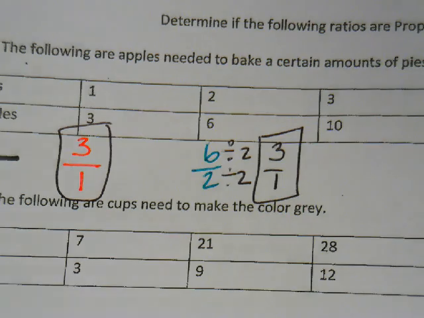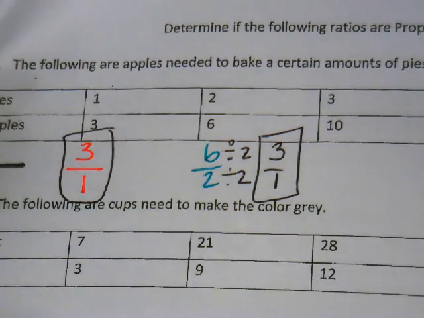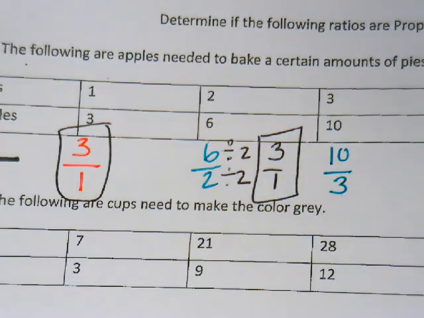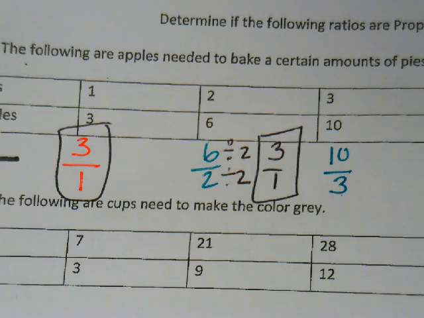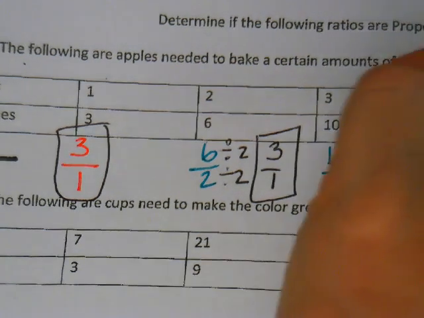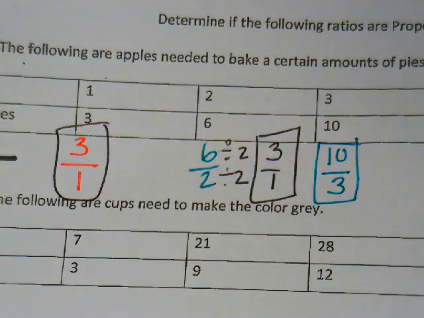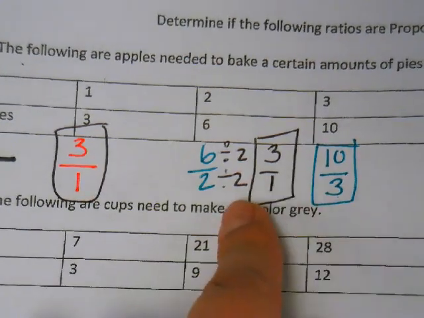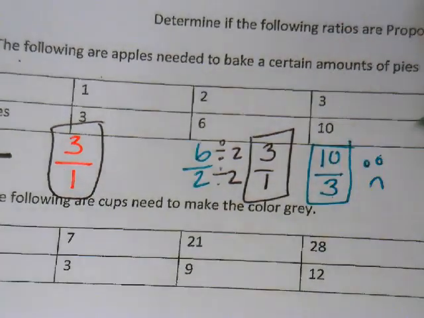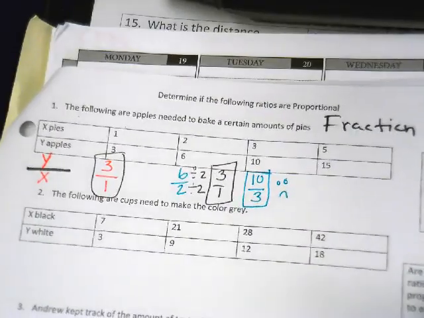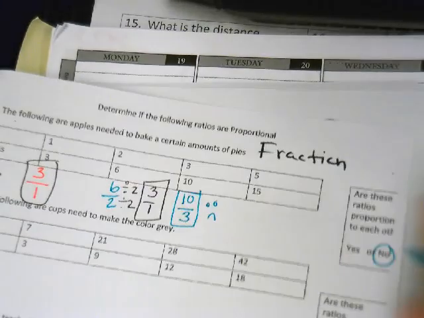All right, what's my third fraction? 10 over 3. Now, what can I divide 10 and 3 by? Is there anything I can divide 10 and 3 by? No. You can't divide 3 by 5. So guess what? We're done. Do they match? No. So now I'm sad. Why? I'm sad because now, is it proportional? No. It's uneven. It's not the same number, so it's a no. Why?